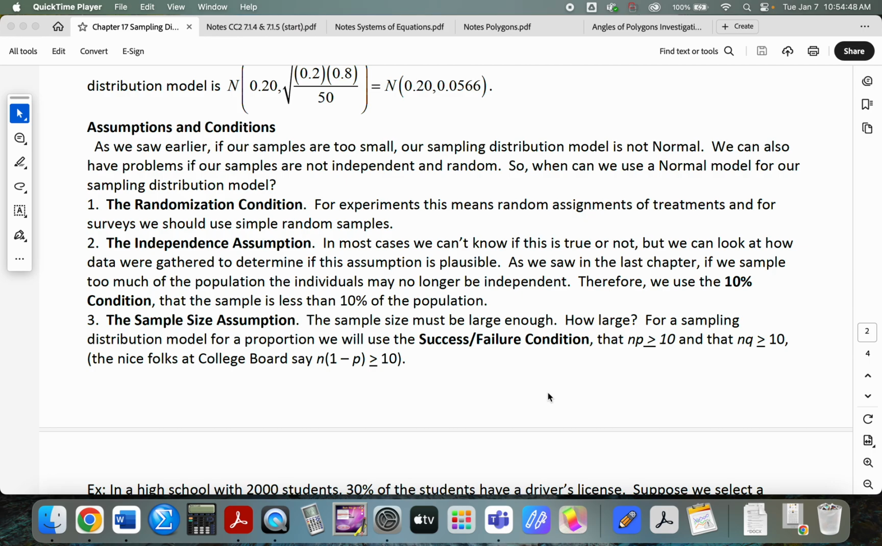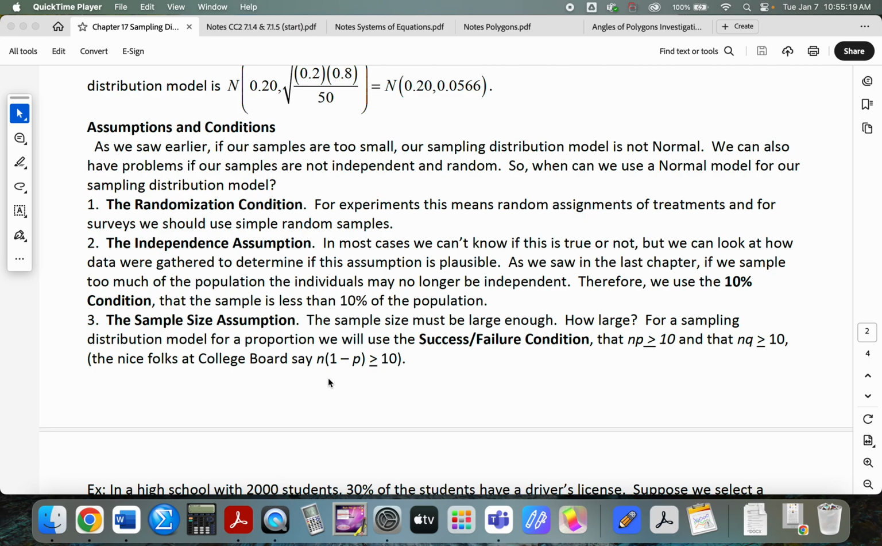So np is greater than or equal to 10, nq greater than or equal to 10. We want both of those things to be true. And these conditions, you were talking about what formulas are available. The formulas are on there. The conditions are not. So you've got to know the conditions. If you don't know the conditions, things will go badly.